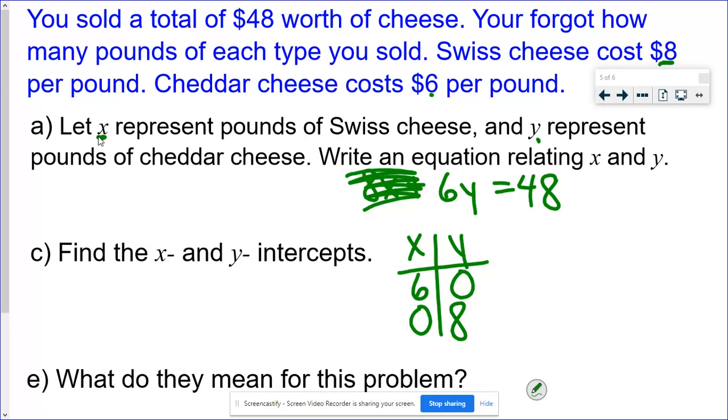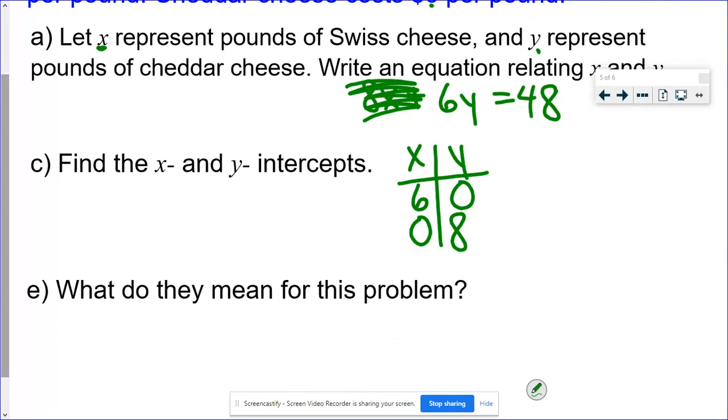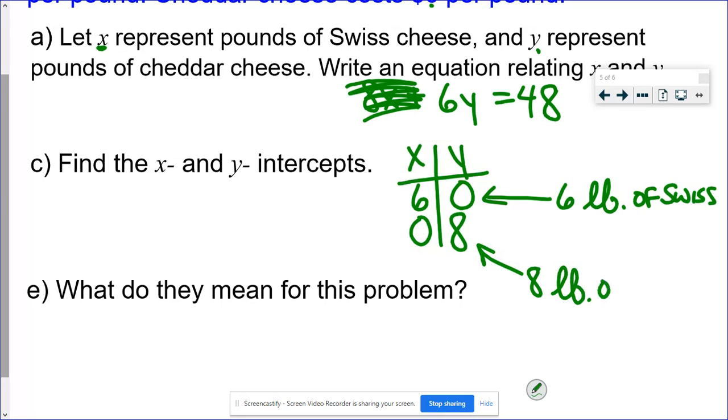So in this problem, what it means, the question for E is, this is saying that you could sell 6 pounds, LB is the abbreviation for pounds, of Swiss, and that would be all of your money. Or you could sell 8 pounds of cheddar. And that would give you all of your money. Or there could be some combination in there.